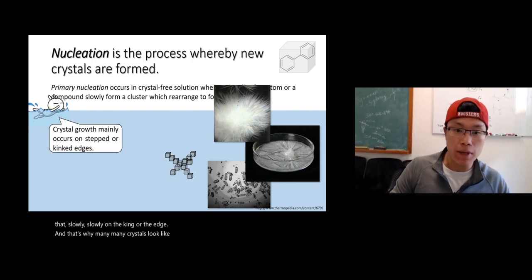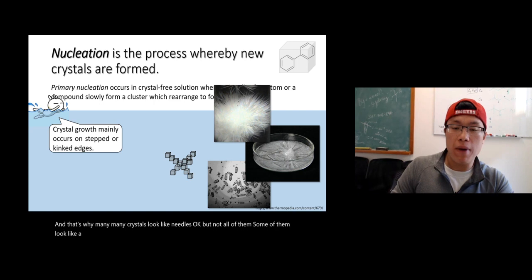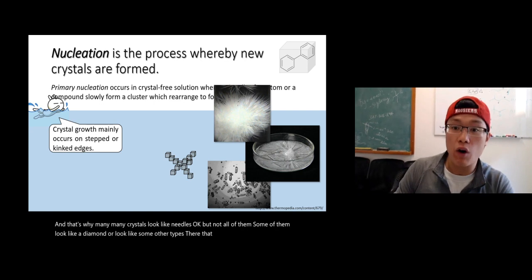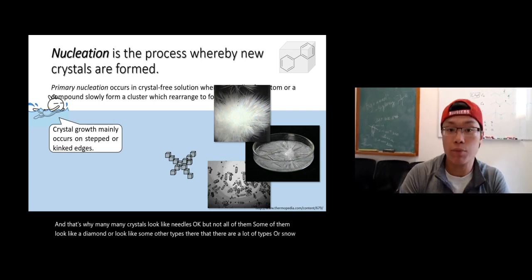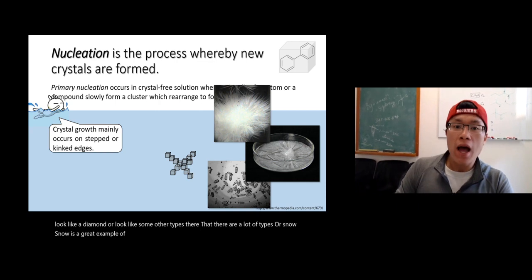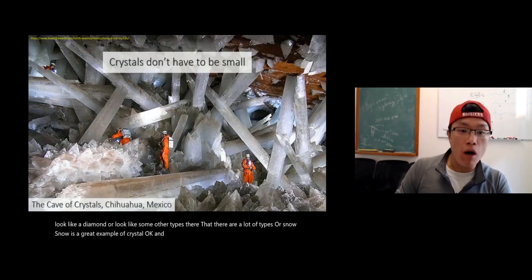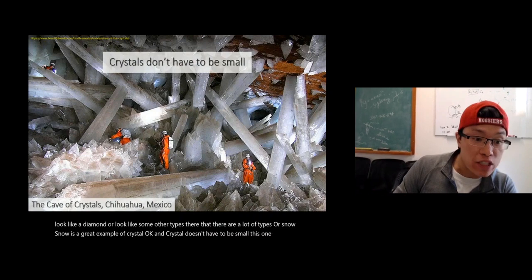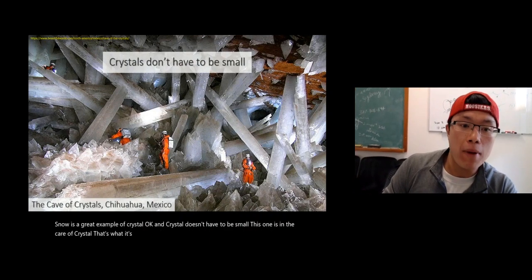Okay, but not all of them. Some of them look like a diamond or some other types. There are a lot of types. Okay? Or snow. Snow is a great example of crystal. Okay, and crystals don't have to be small. This one is in the Cave of Crystals. That's what it's called in Chihuahua, Mexico.